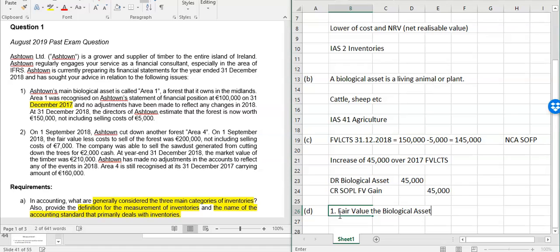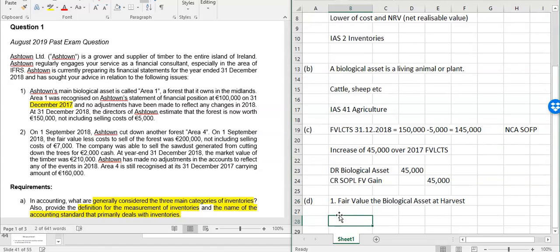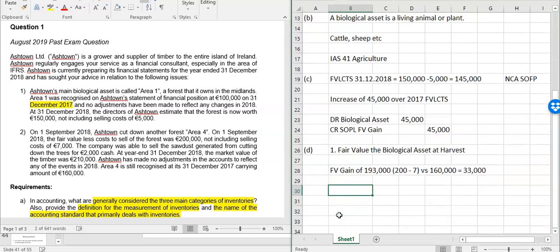biological asset at harvest. So in our case here, it's going to be a fair value gain of, be careful, 193,000, which is 200 minus 7, versus 160, which is 33,000. So you've made a fair value gain there just before the harvest of 33,000. It's gone from 160 up to, be careful, 193, 200 minus 7.